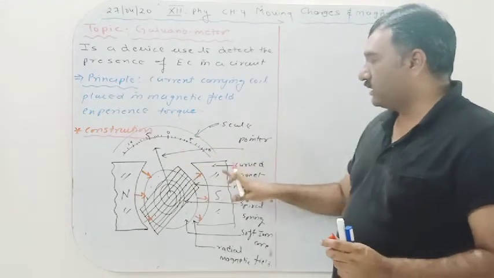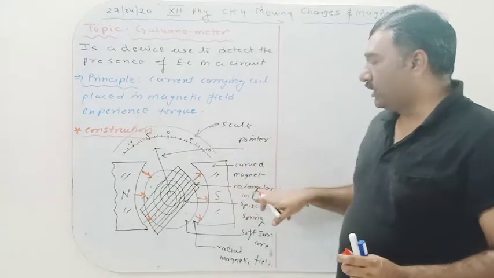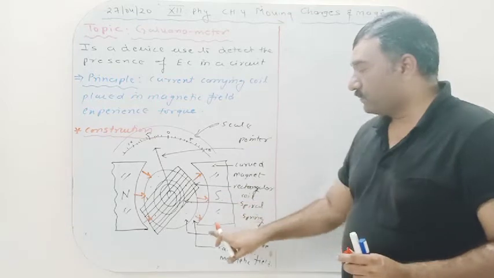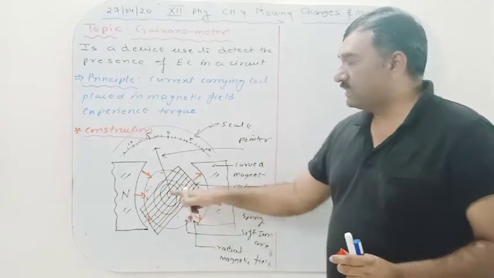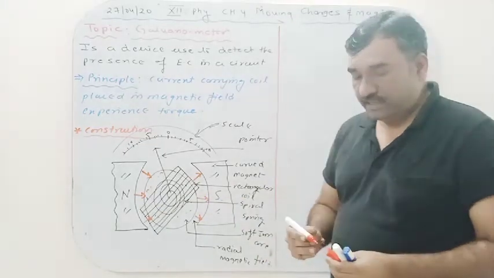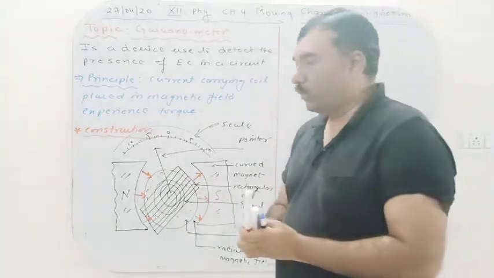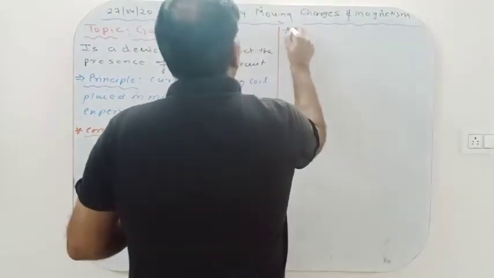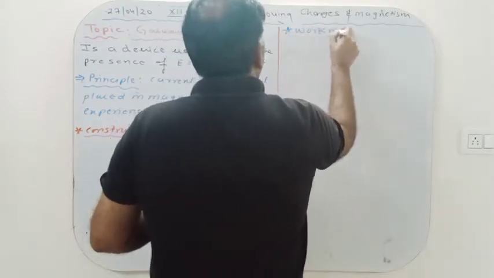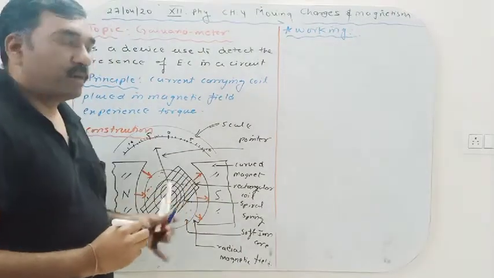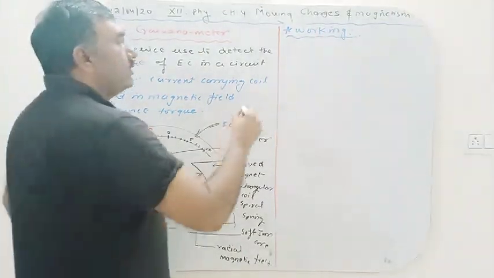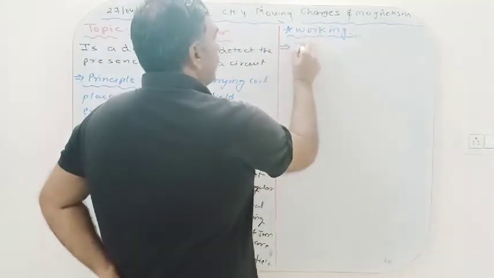This is the pointer, curved magnet, rectangular coil, spiral spring, and soft iron cylindrical core, and these red lines are the radial magnetic field. And how does it work? For working, suppose n is the number of turns in the rectangular coil. So what is the formula for torque?